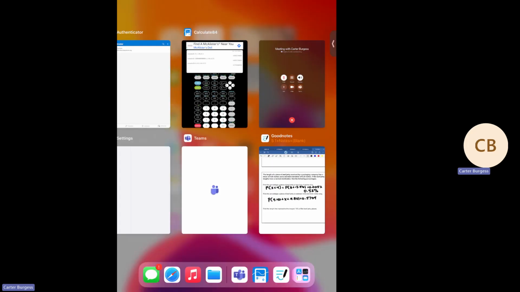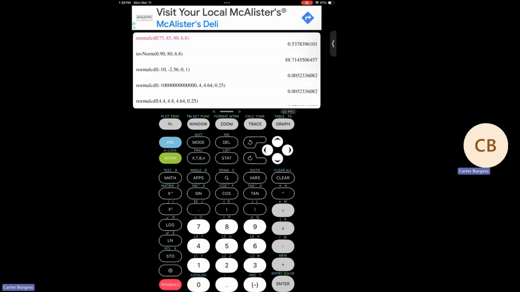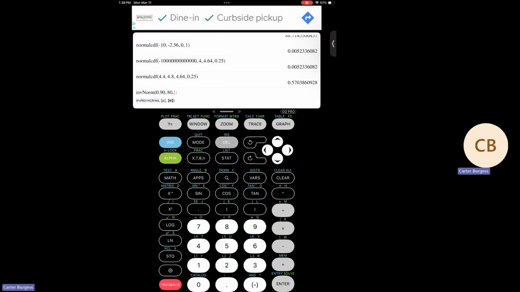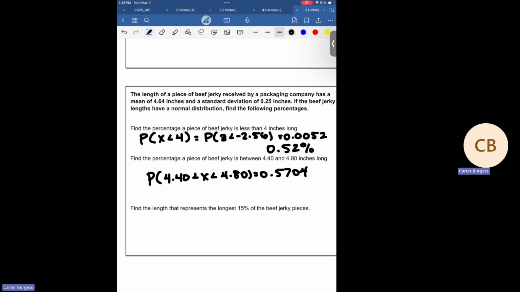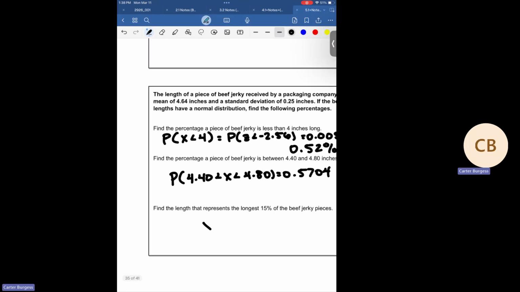The bottom 85%. And so I can just do my inverse norm, and we'll do the bottom 85% with our 4.64 and our 0.25. And I get 4.90-ish as my length. Of course, I would recommend just setting it to be to the right. But this x value is equal to 4.90, which is, again, not a z-score. This is the actual x value, the actual length, not the standardized score.